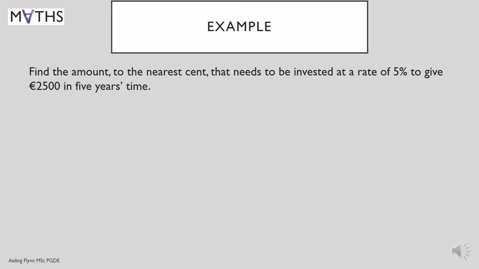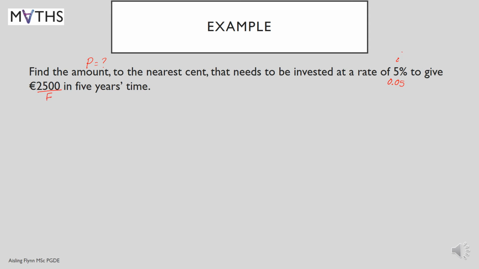Next example. Find the amount to the nearest cent that needs to be invested at a rate of 5% to give 2,500 in 5 years' time. So let's take our time here. This time we're asked to find the amount that needs to be invested. So we need to find out how much needs to be invested now. So this time we're looking for P. The interest rate, I, is here 5%, which is 0.05, to give 2,500 in 5 years' time.